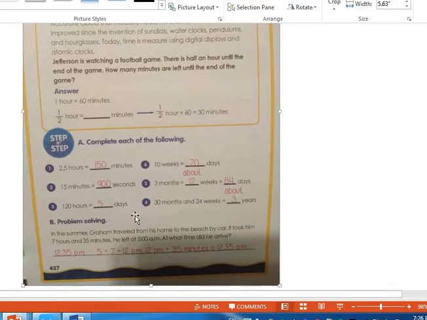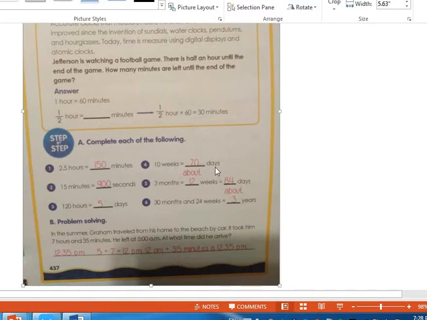120 hours equal how many days? Here the greater unit is days. So from a smaller unit to a greater unit, what should I do? Divide. Divide by how much? Yes, 24. So I will make 120 divided by 24 equals 5 days.